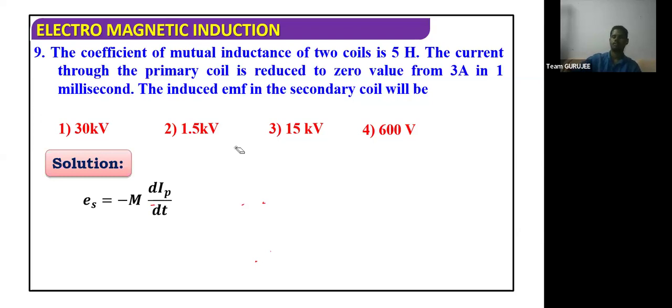This is a formula. Then find the induced EMF. Same formula. Es is equal to M into change in current, which in the primary coil is 3 ampere, by 1 millisecond. 1 millisecond becomes 1 into 10 power minus 3. The coefficient of mutual inductance of the coil is given as 5 Henry. Therefore, M is 5 Henry. The change in current di primary is 3 ampere, at the time of 1 millisecond. Therefore, Es value becomes, which is correct.